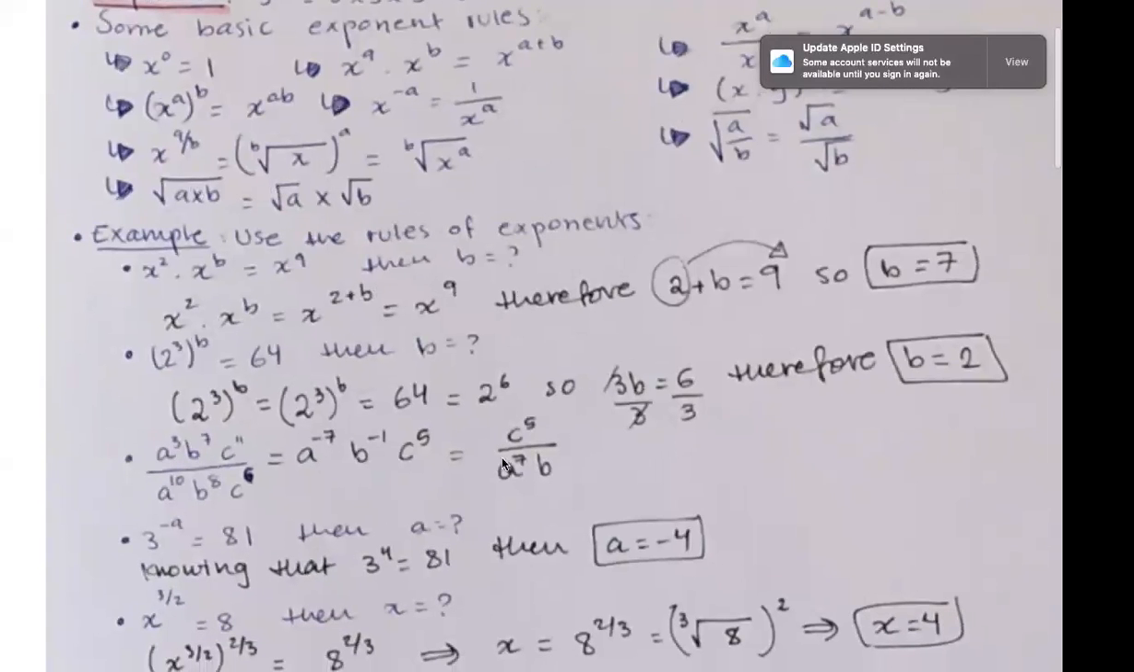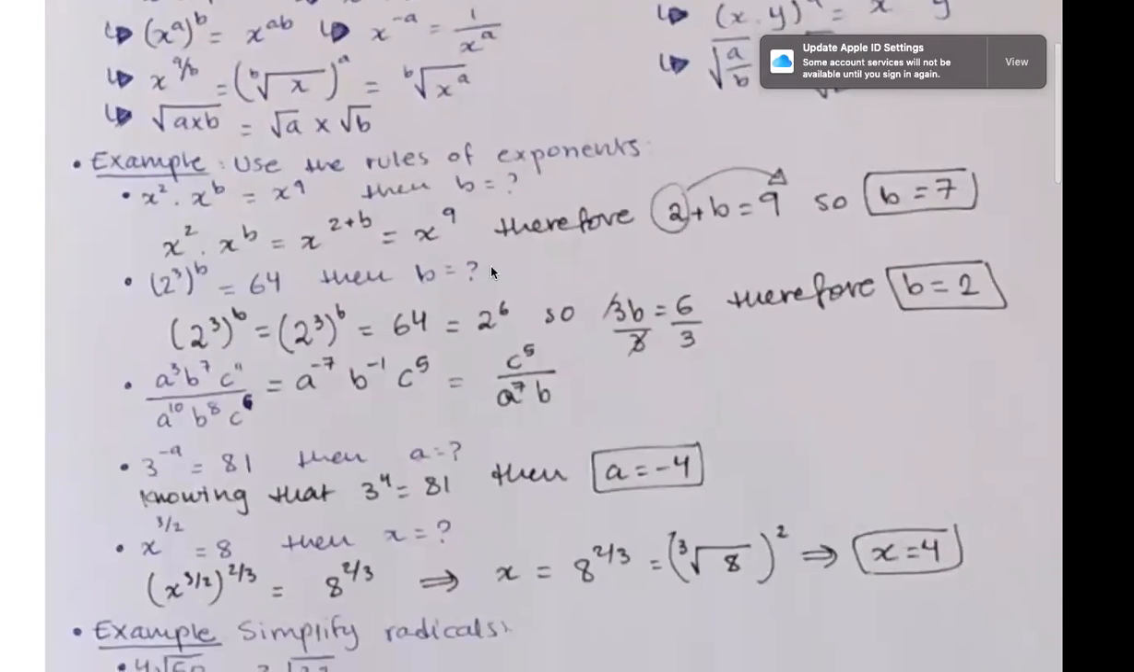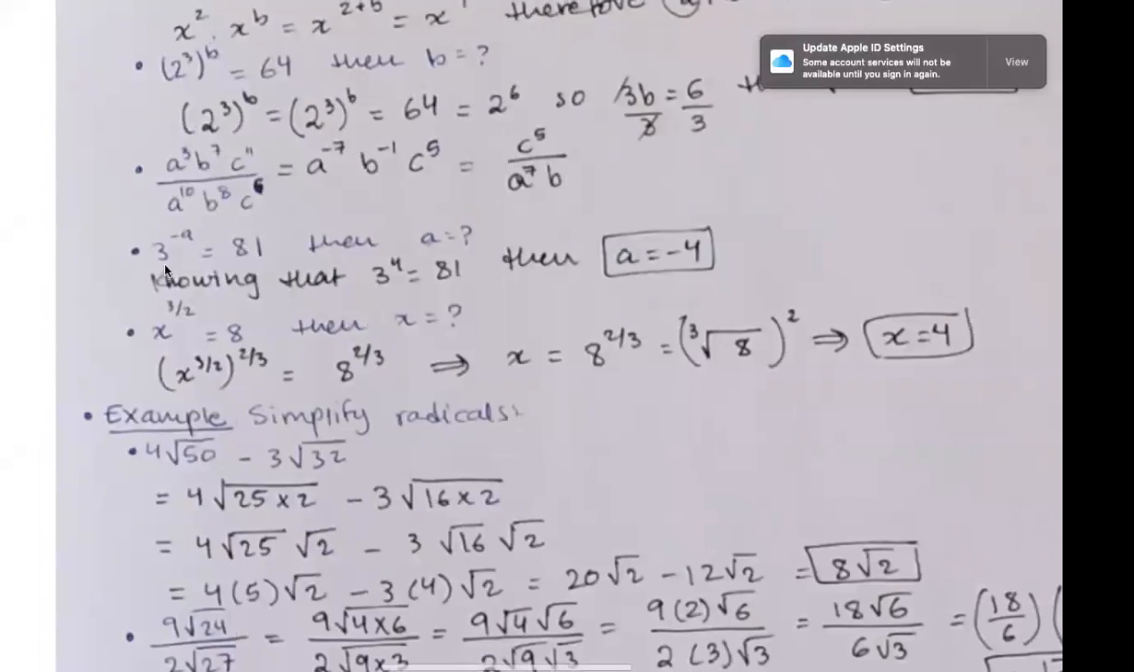Again, if you want to check this, go back to the exponent rules, and you're going to see that they're exactly the same. The next one says that 3 to the power of negative a equals 81. Then what is a? We know that 3 to the power of 4 equals 81. Then immediately we can check that if the power of 3 equals 4, then in this case negative a equals 4, which means that a equals minus 4. I hope this makes sense.